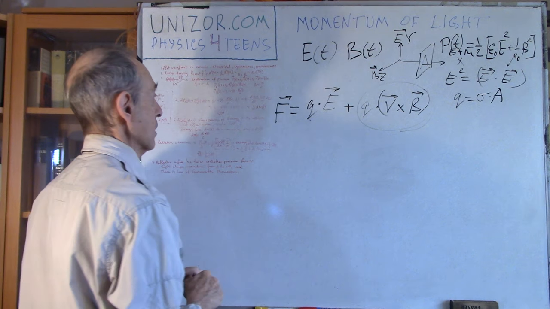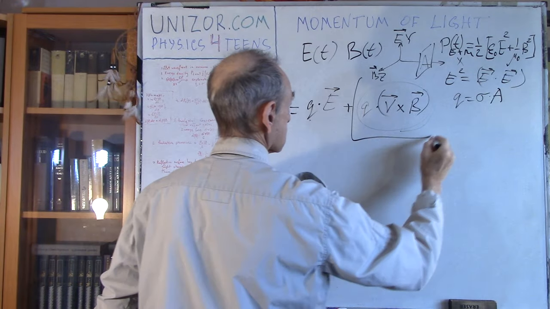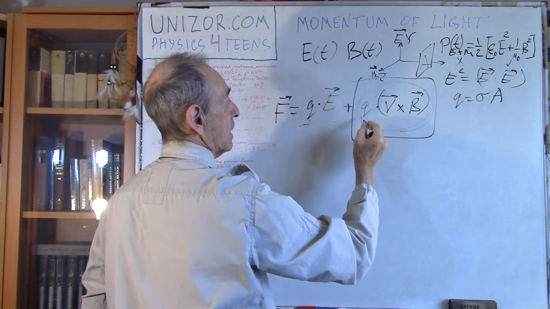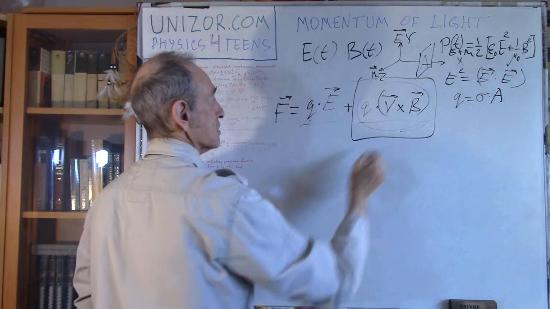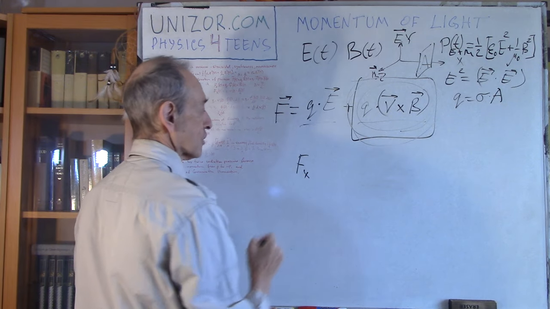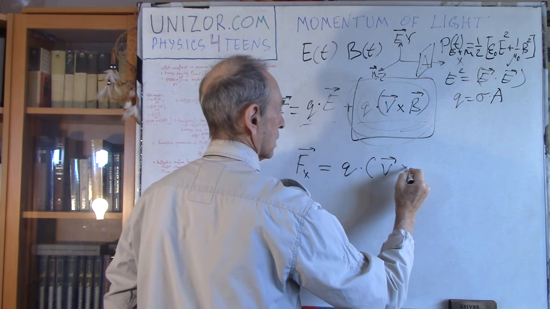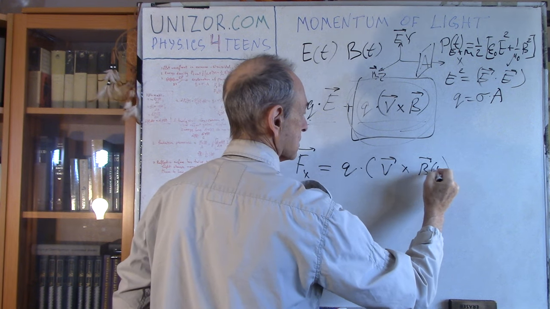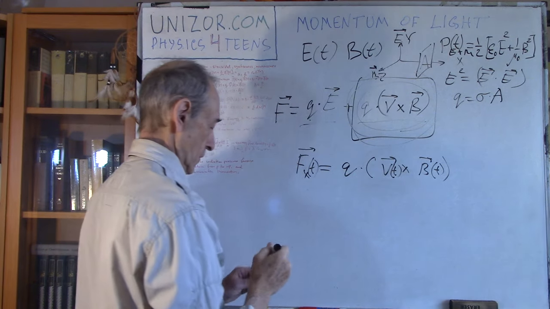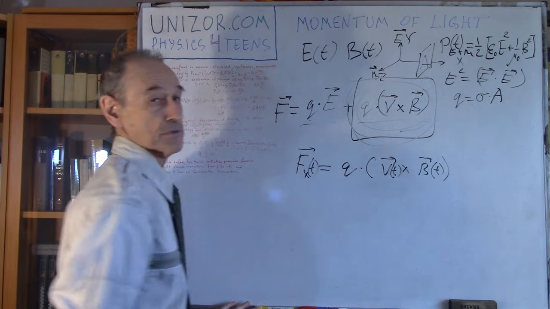Okay, so what is exactly the pressure itself? The pressure itself is only the magnetic component of this, because this part goes parallel to the surface and this part goes perpendicular to the surface. So we have to really talk only about this piece. So Fx, the force in the direction of x, is actually q times v times B. And obviously this is all functions of time, because they're all pulsating. Okay? All right. So we have the total force acting on the whole surface.